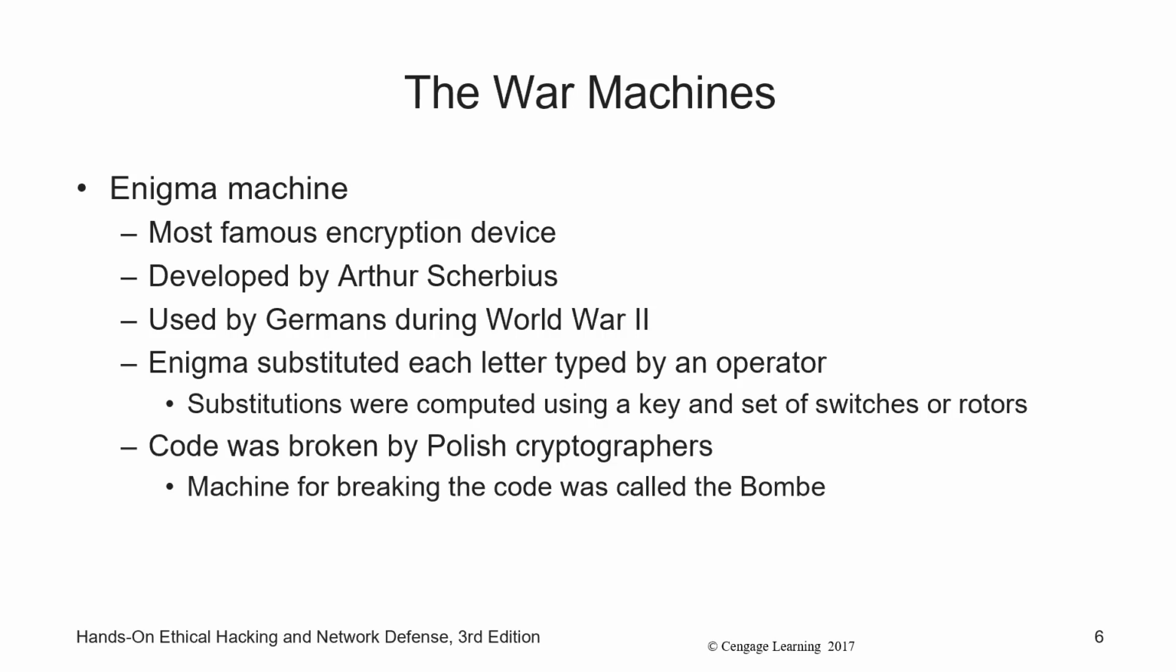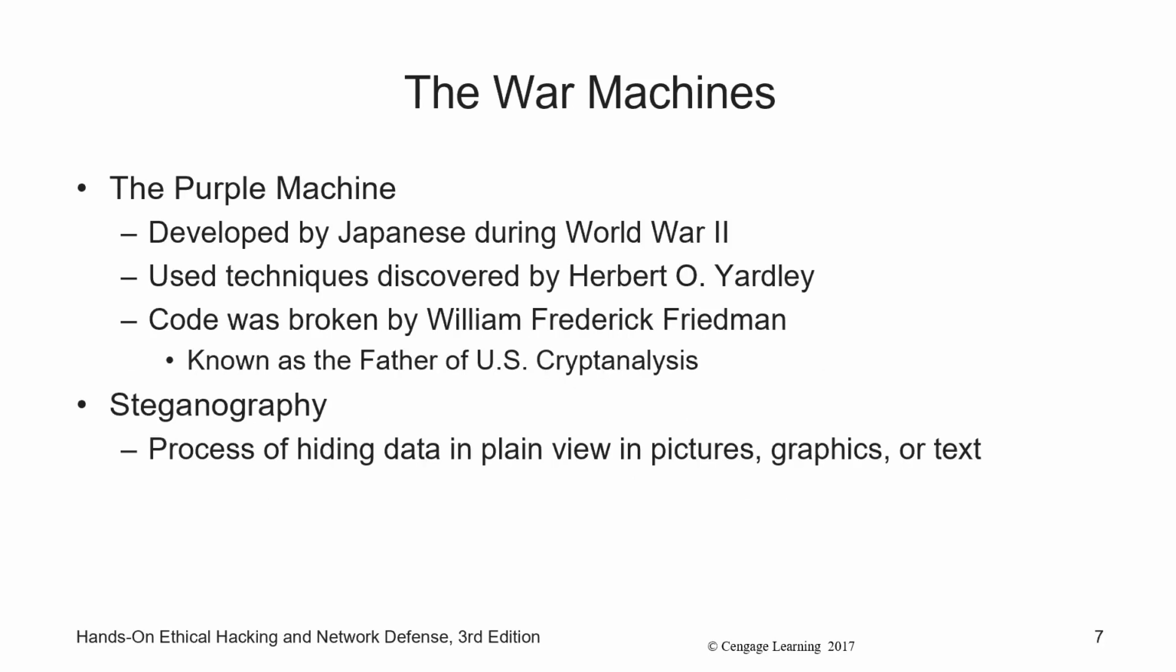The Enigma machine is a great example. It's a very famous encryption device used in World War II that was broken. Essentially, Enigma substituted each letter typed by an operator through a number of rotors in the background. And it was broken eventually, and the machine was called the Bomba for breaking that code. Purple was developed by the Japanese in World War II, and it was broken by U.S. cryptanalysis folks. William Frederick Friedman was the person who did that.